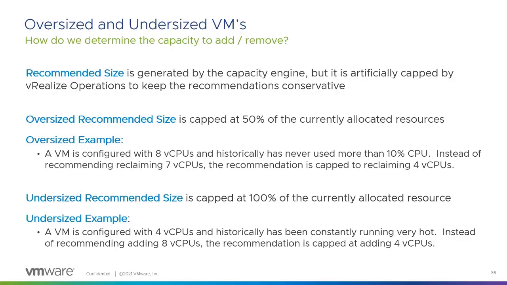And then the same for undersized virtual machines. There's a cap for those as well. A recommendation would never be more than 100% of what's currently allocated to the virtual machine. So if you have a VM with 4 vCPUs, you won't see a recommendation above 8 CPUs. It would not tell you to add more than 4 additional vCPUs to a 4 vCPU VM. Again, this helps you gradually get up to the right size without making really large changes.